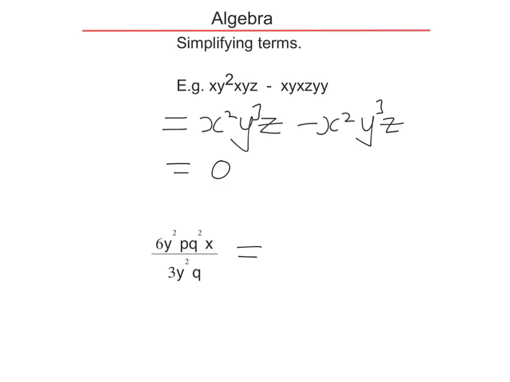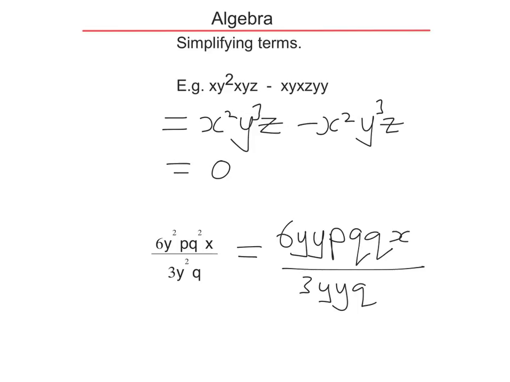In the second example, having a look at this one here, we've got 6y squared pq squared x on the top, and underneath we've got 3y squared q. So what I'll do is, because some of you might not know about index laws yet for division, I'm going to just expand it out. So this is really 6yy, which is y squared. So y squared means y multiplied by y. And then I've got p and q, because there's two q's there, and an x. And that's divided by 3yy q.